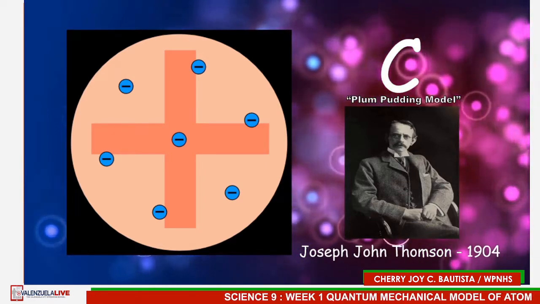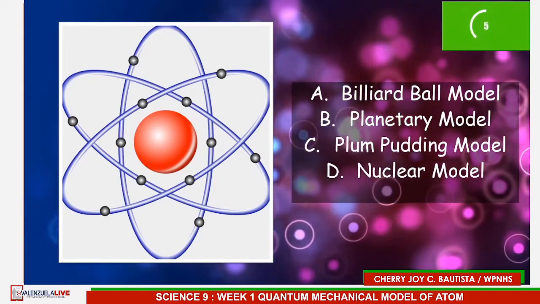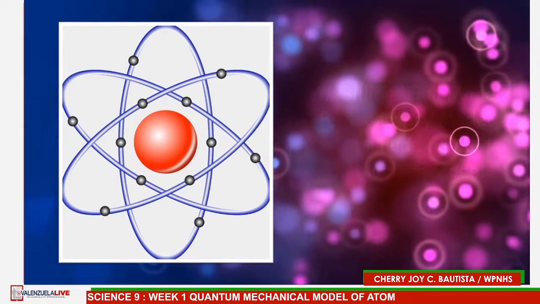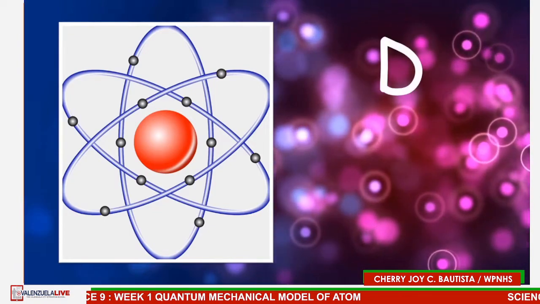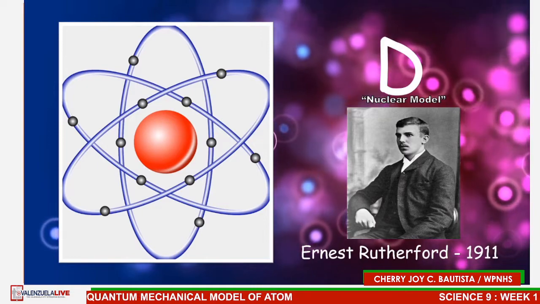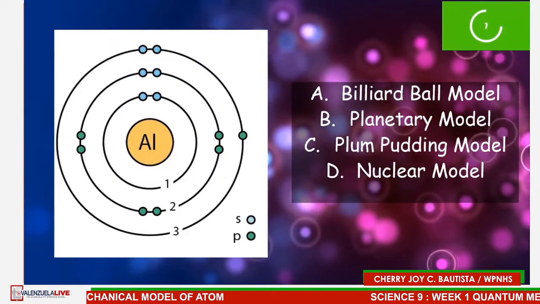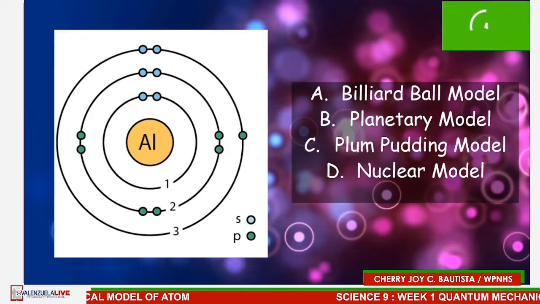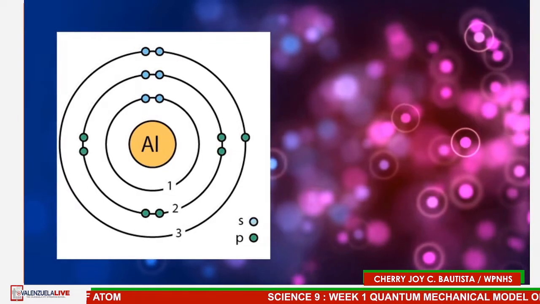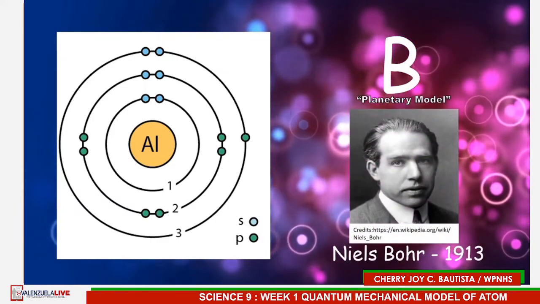Third picture. The correct answer is D. This model was proposed by Ernest Rutherford in the year 1911. Lastly, the correct answer is B. This model was proposed by Niels Bohr in the year 1913.